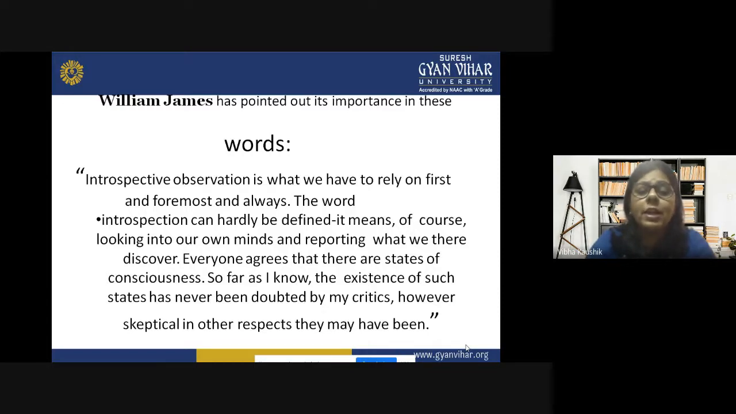Everyone agrees that there are different states of consciousness in a particular individual. So far as I know, the existence of such states has never been doubted by my critics, however spectacled in other respects they may have been.